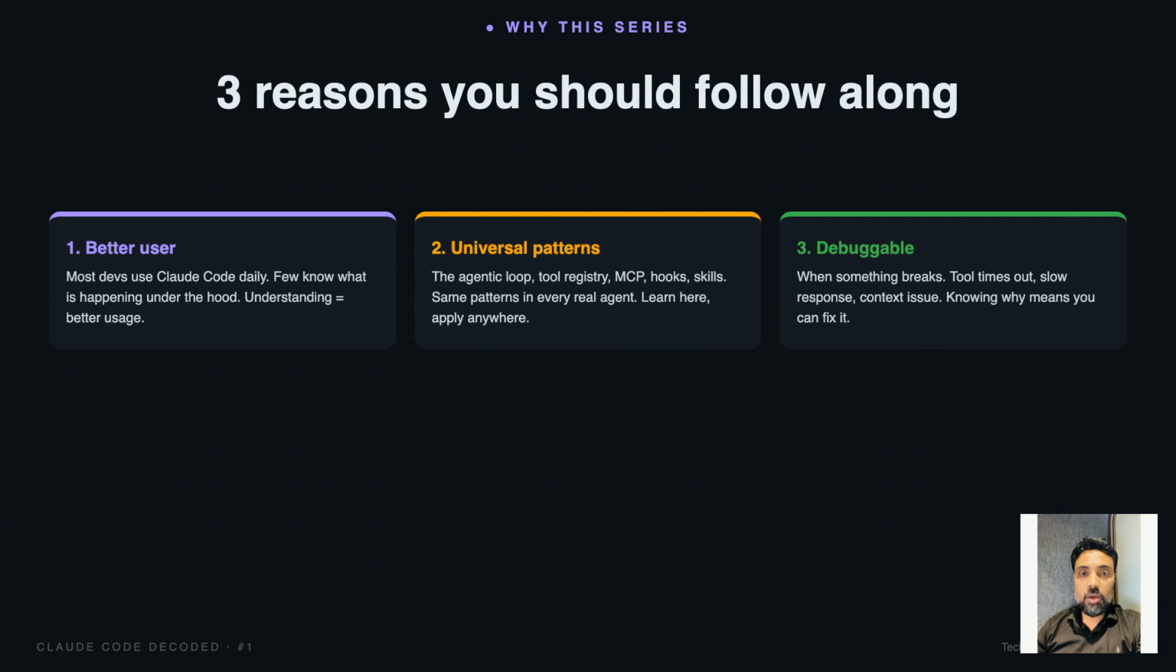3, when something goes weird in Claude Code, whether it is a tool that times out, a slow response, a context window issue, a permissions block, understanding why means you can fix it. Today's episode is the foundation. We cover the high-level architecture, the major components, and the roadmap for the rest of the series. From episode 2 onwards, we open actual source code.